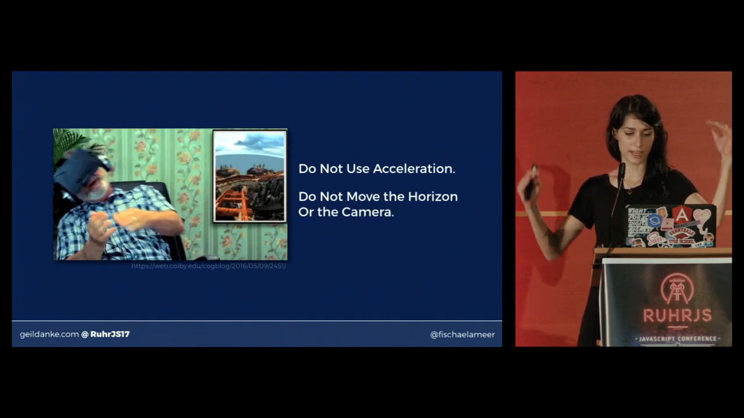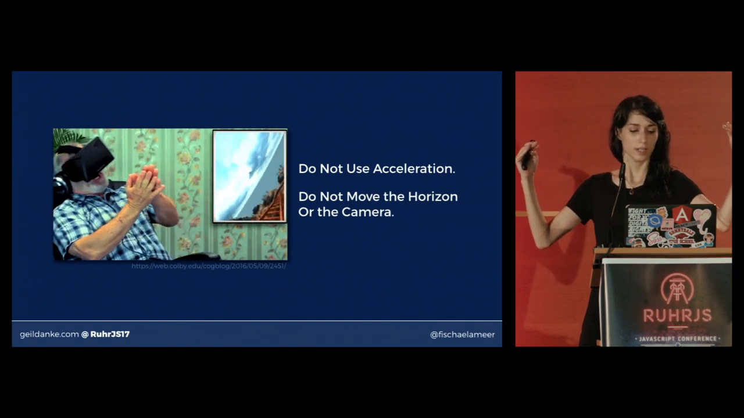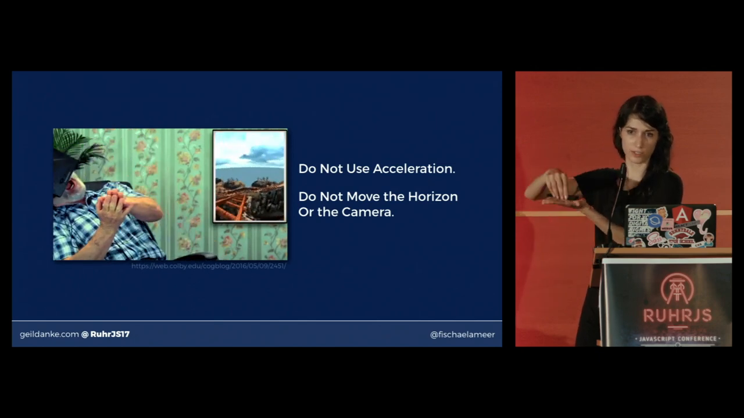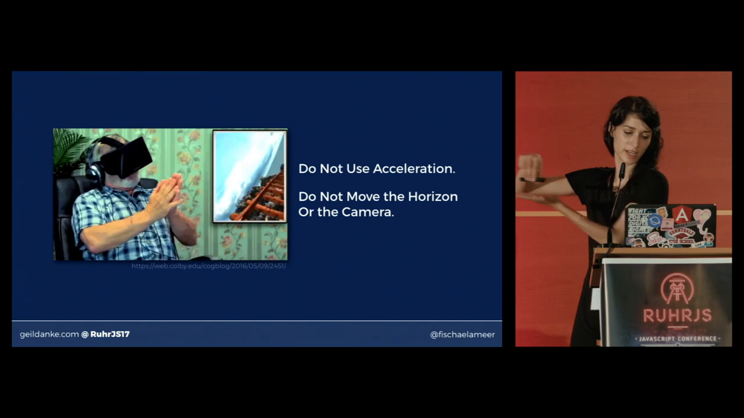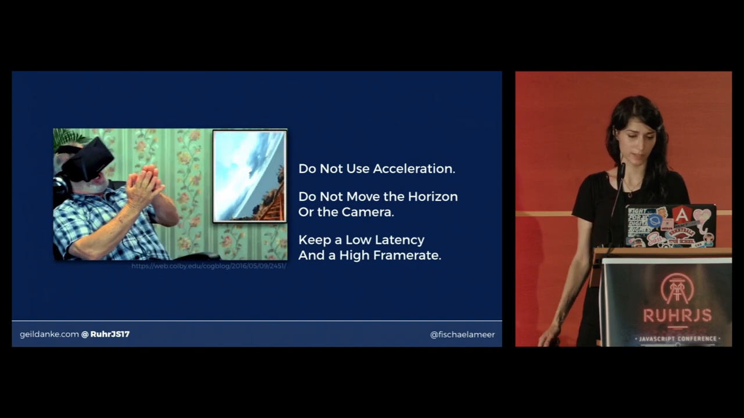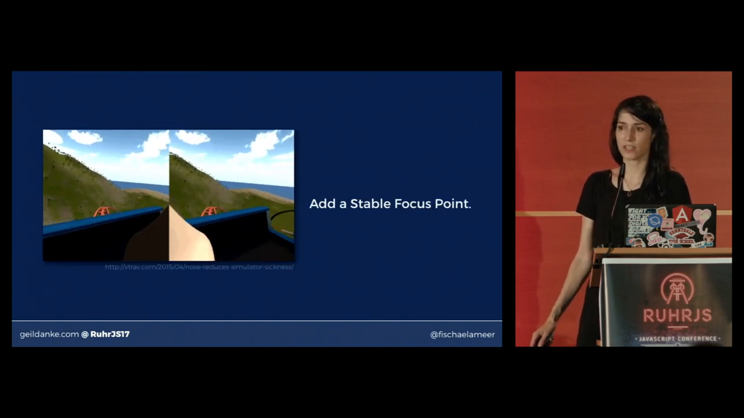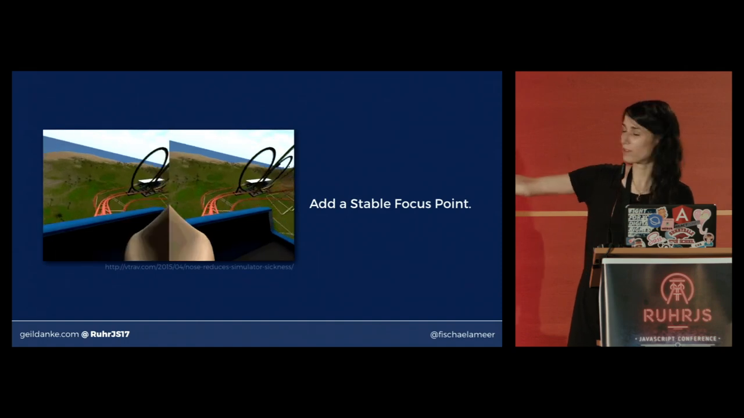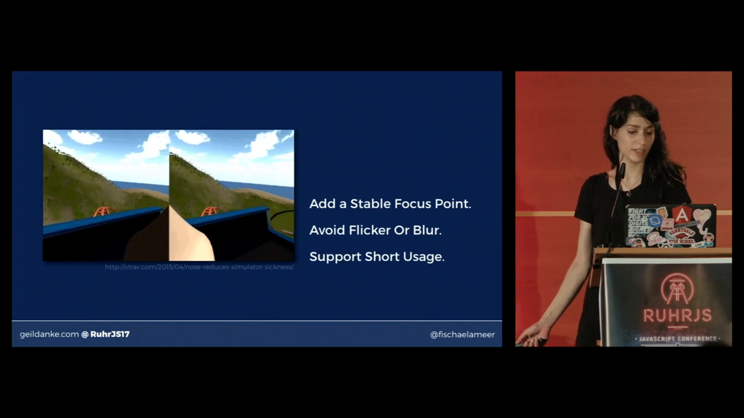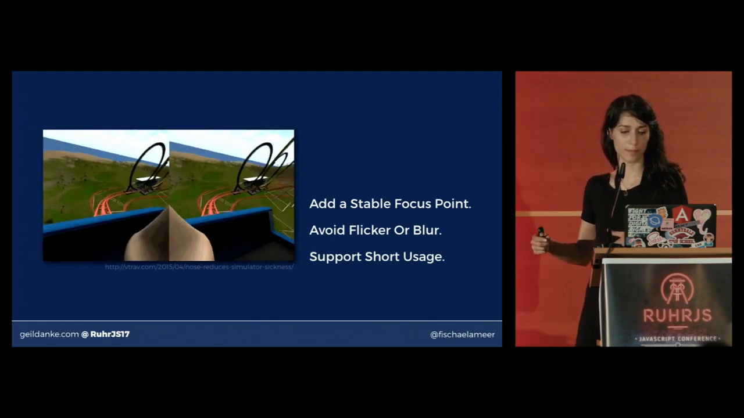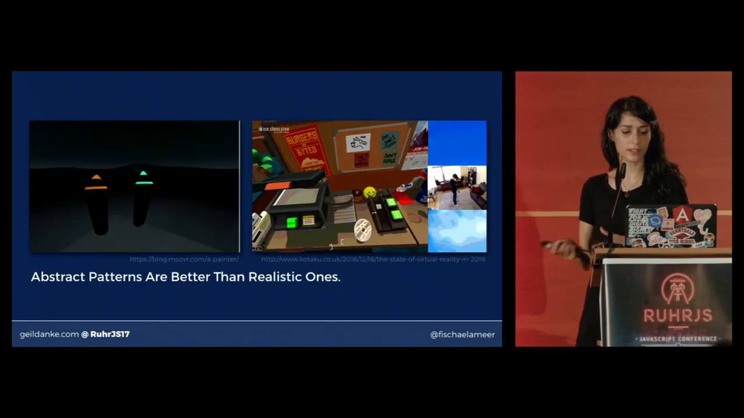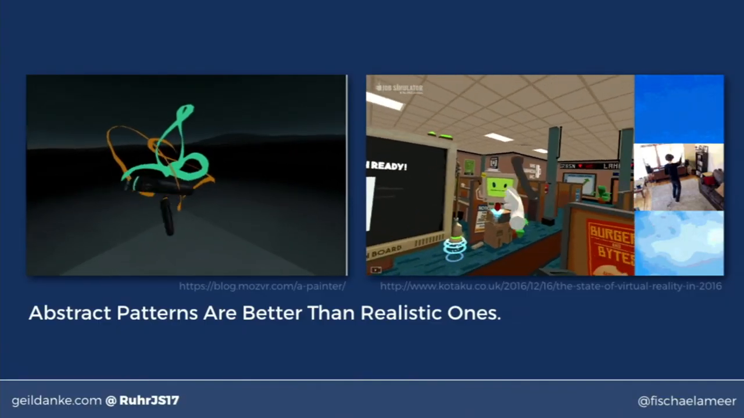And do not move the horizon and do not move the camera, which means if you have animated scenes, consider putting the camera on a dolly. The camera is the user, so allow additional head movement and animate the dolly. And always keep head tracking, a low latency and a high frame rate. Then consider adding a stable focus point, this nose thing here. Avoid flicker and blur because they indicate movement, and always support short usage by making saving states or making your app offline capable. And then consider the use of more abstract and unknown patterns than realistic ones.